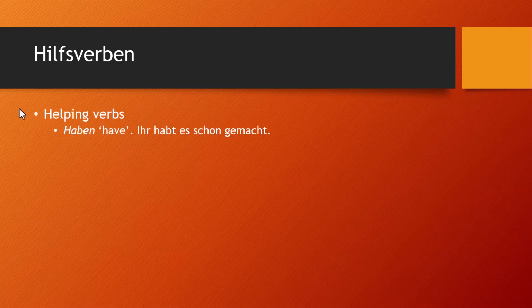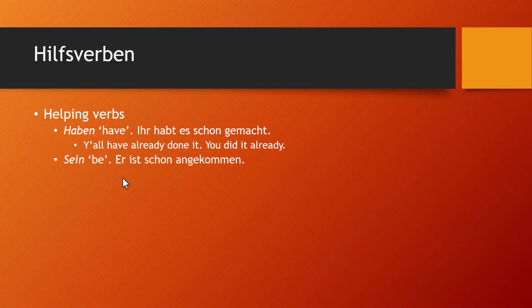Okay, so the helping verbs in German, Hilfsverben. Haben: ihr habt es schon gemacht. This is how you make the past tense in German. It's called das Perfekt, right? So y'all have it already done. And again, German only has this one form. This is ambiguous between "you've already done it" and "you already did it." Again, context is king. Sein, which is English "to be": schon angekommen. This is an alternate of the past, the perfect.